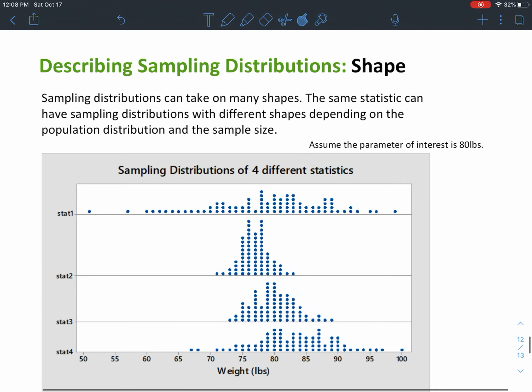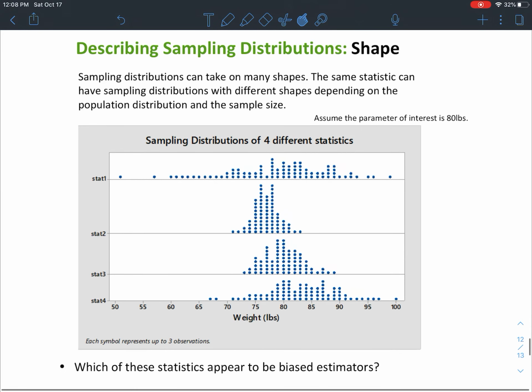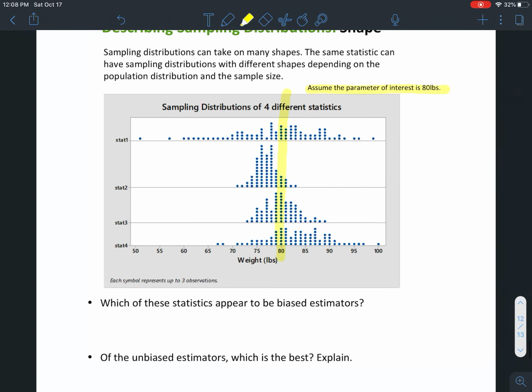Okay, so let's take a look at the shape. Shapes of sampling distributions. It mentions here that they can take on many different shapes. The same statistic can have sampling distributions with different shapes. We're going to assume that the parameter of the population, we'll say this is a mean weight, mu, is 80 pounds. I have sampling distributions of 4 different statistics here, and I'm going to highlight right up through where 80 is.